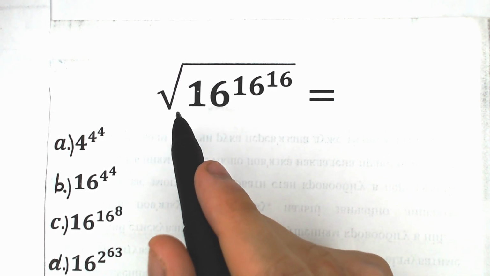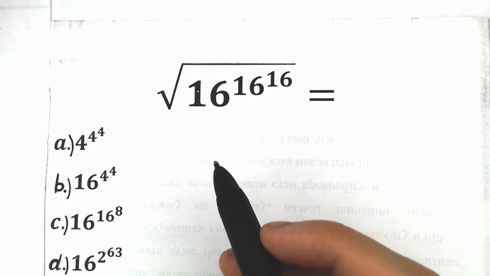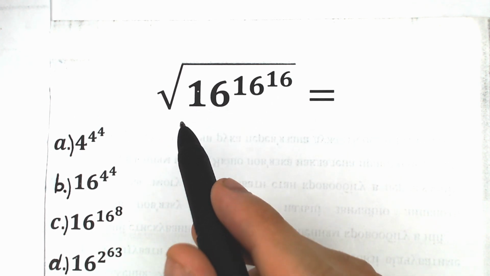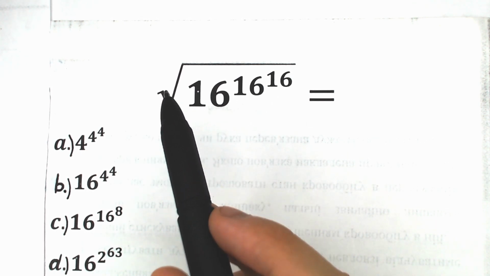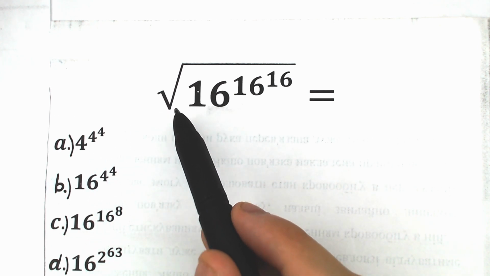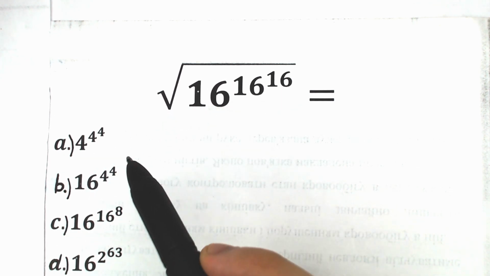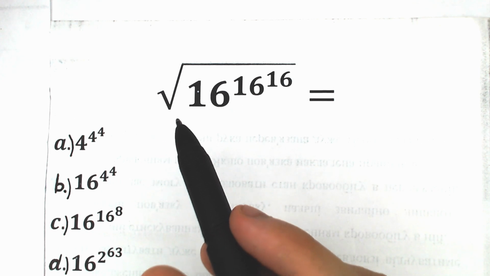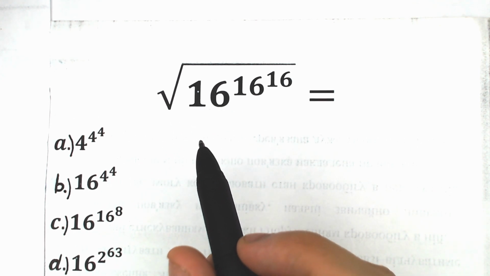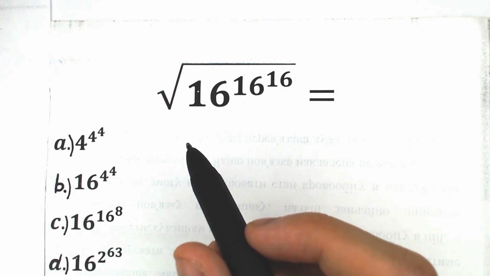Okay, here is our challenge: square root of 16 to the power 16 to the power 16. A lot of students might be saying, okay, square root of 16 equals 4, so it looks like option A is correct. So we just apply square root right here, and right here. So we have 4 to the power 4 to the power 4. A lot of students, maybe 90%, solve this question like that, and they think that this is the correct answer.